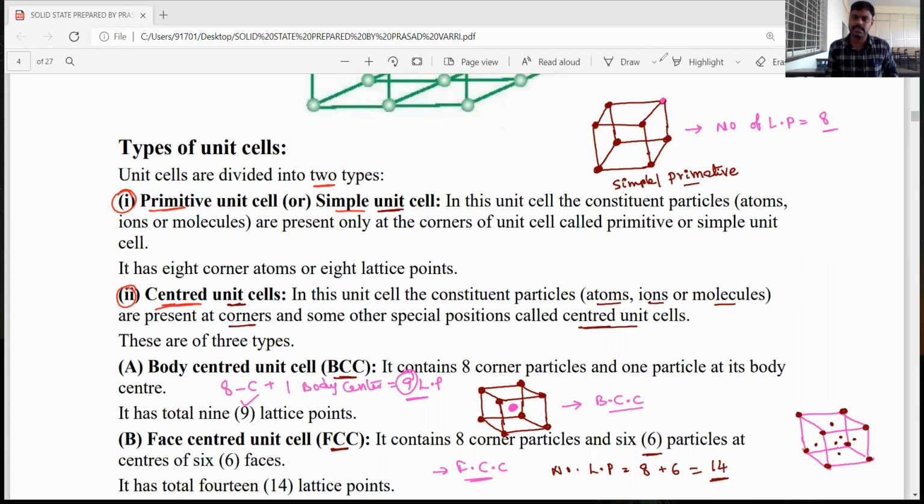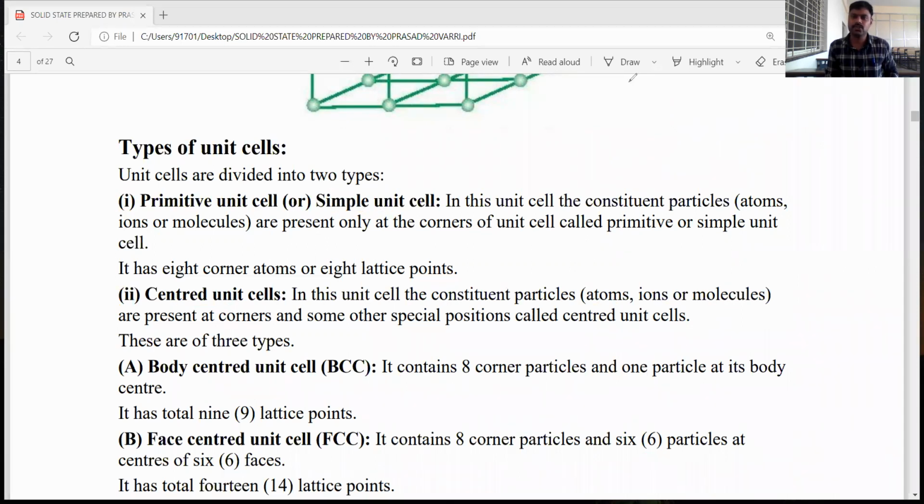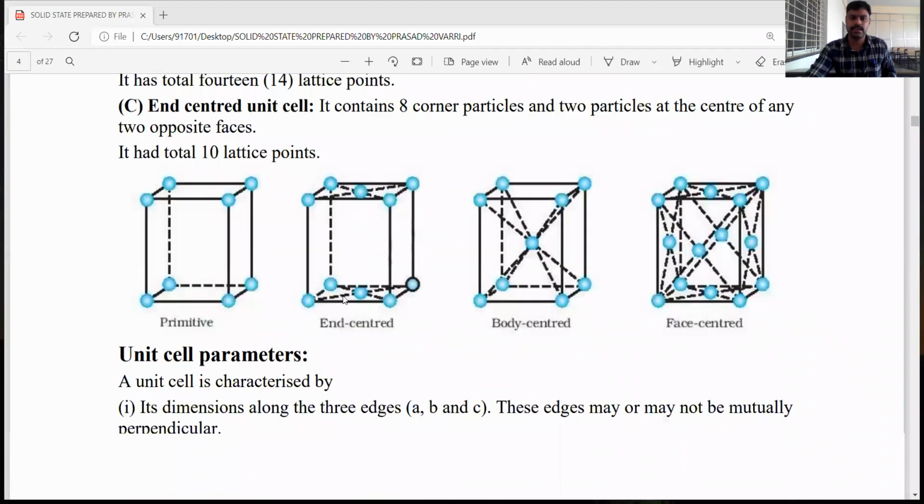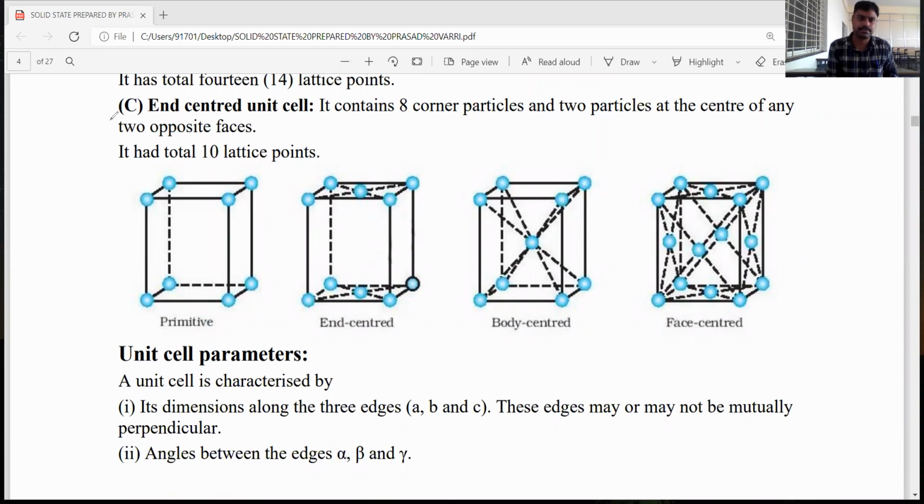Now come to the next one, the end centered unit cell. The third one is the end centered unit cell. Let's see the diagrams also, dear students. The end centered unit cell means the atoms are present at corners, as well as lattice points present at any 2 end centers of the faces, in opposite faces. Like this is one face, and at the opposite face the atoms are present.